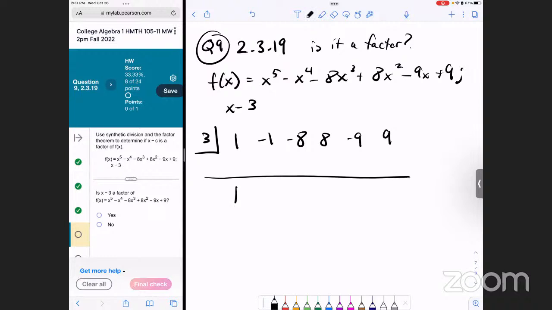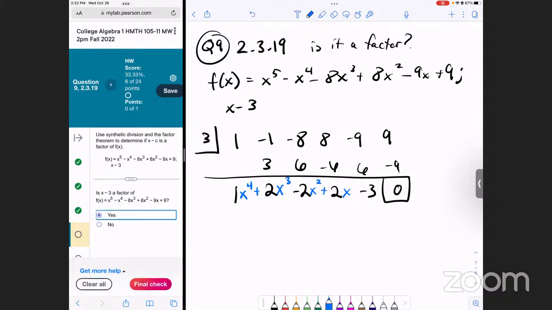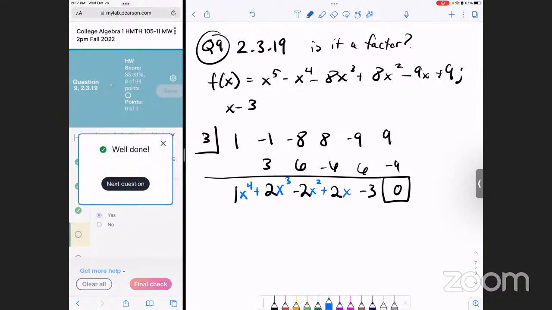1 comes down. 3, 2, 6, negative 2, negative 6, 2, 6, negative 3, negative 9, and 0. So we started with the degree 5, so now we're at a degree 4. Hopefully you should see that so far we've been doing the same thing every time, just different numbers. Is it a factor? We're going to say yes because we got a remainder of 0. Oh, that was it. Okay.